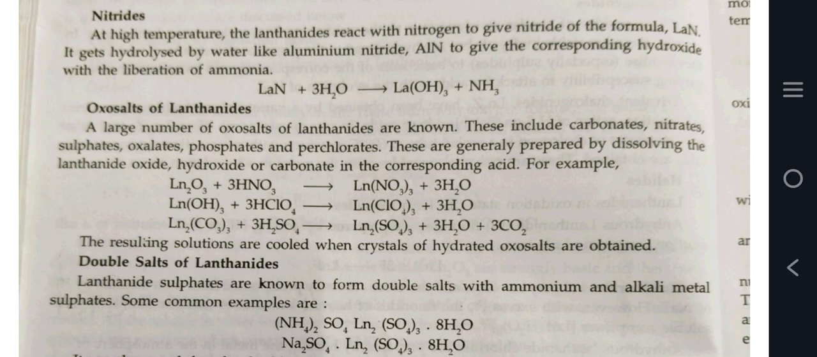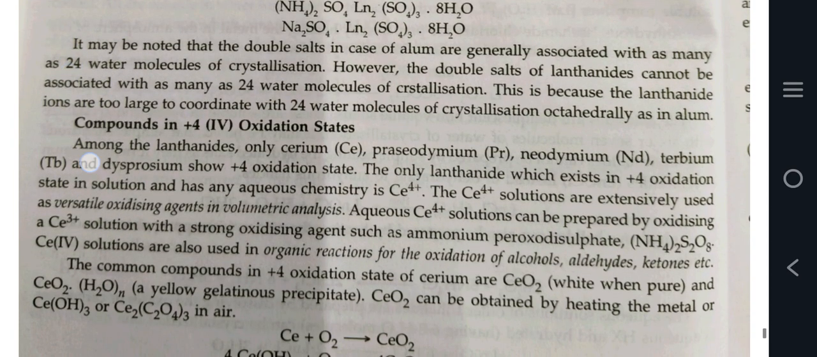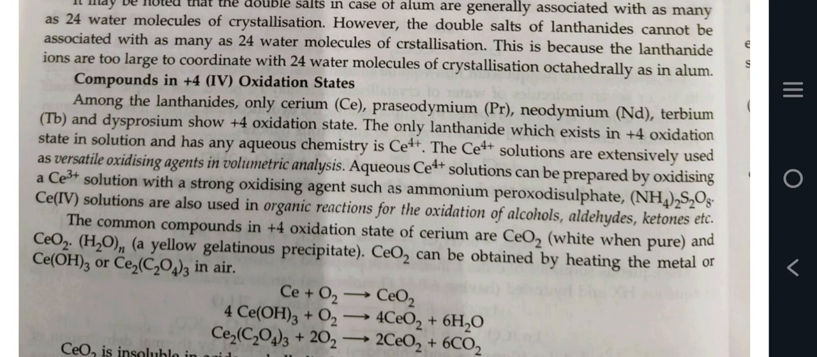Double salts of lanthanides. Lanthanide sulfates are known to form double salts with ammonium and alkali metal sulfates. Some common examples are given below. It may be noted that the double salts in the case of alums are generally associated with as many as 24 water molecules of crystallization. However, the double salts of lanthanides cannot be associated with as many as 24 water molecules of crystallization.